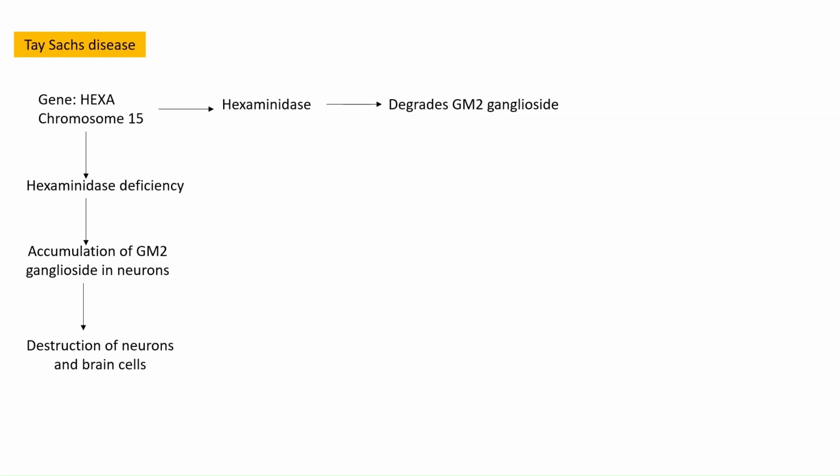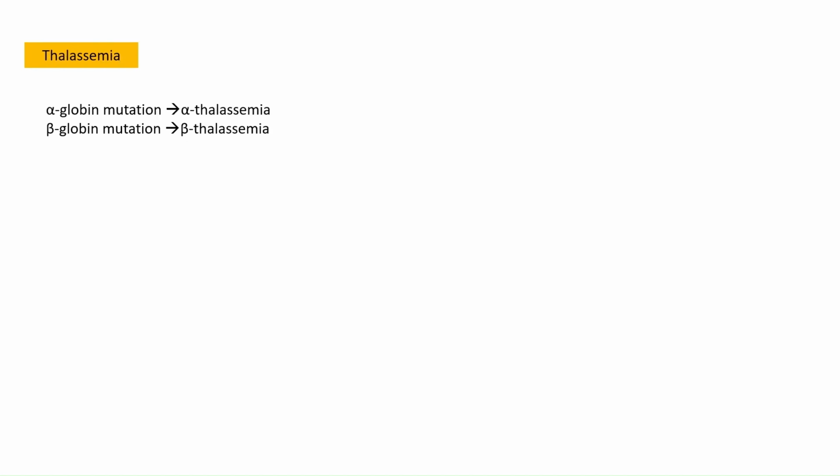The next disease is Tay-Sachs disease. It is due to the gene HEXA present on chromosome number 15. It encodes for the hexosaminidase enzyme which degrades GM2 ganglioside. What is GM2 ganglioside? GM2 is a type of ganglioside. What is a ganglioside? It is a glycosphingolipid present on the neuronal cell membrane. Now, in the absence or deficiency of hexosaminidase enzyme, the GM2 starts accumulating in neurons, resulting in destruction of neurons and brain cells.